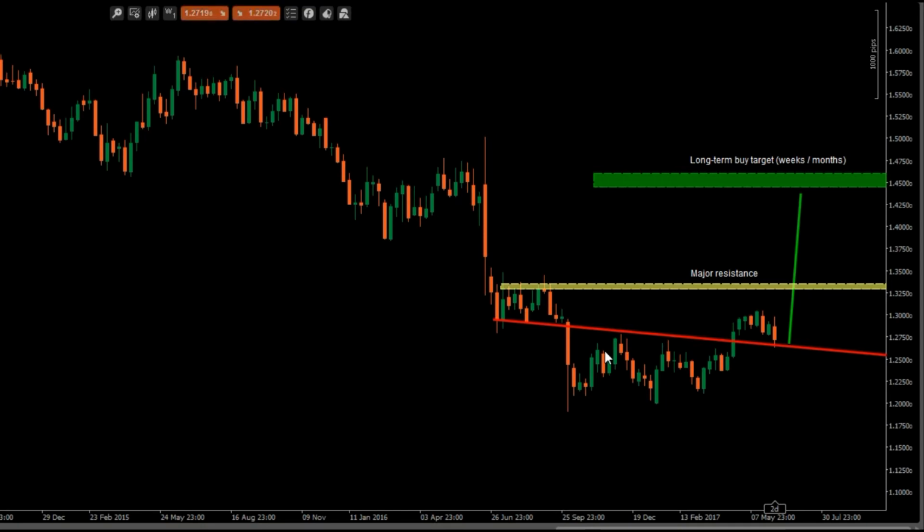And right now what I'm saying is that GBP USD will be heading up here. So my long-term buy target for weeks and months is up here, 145.